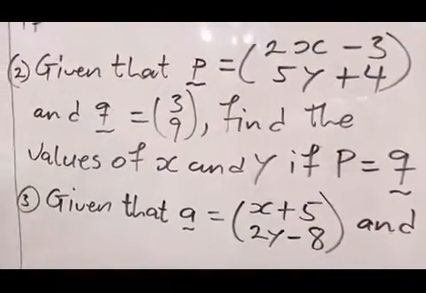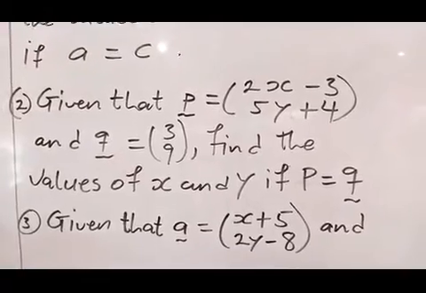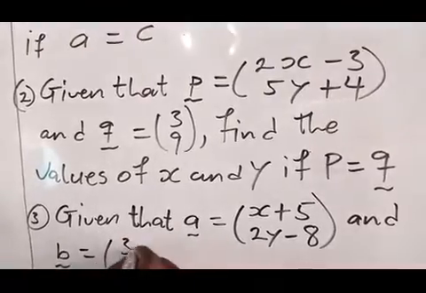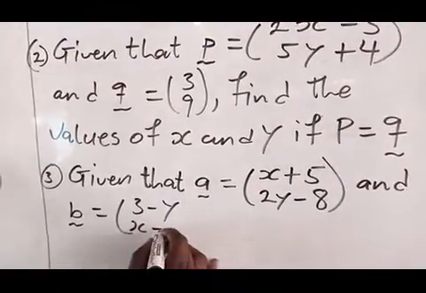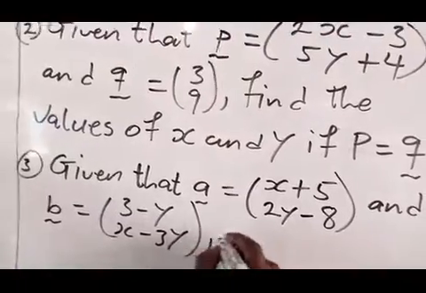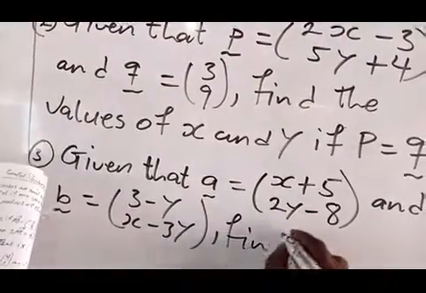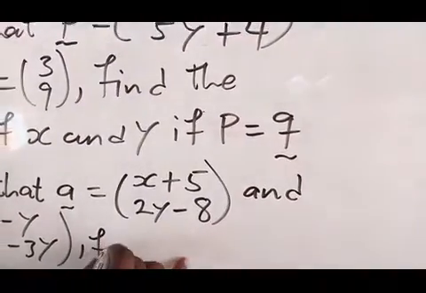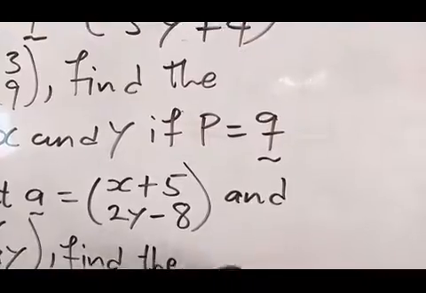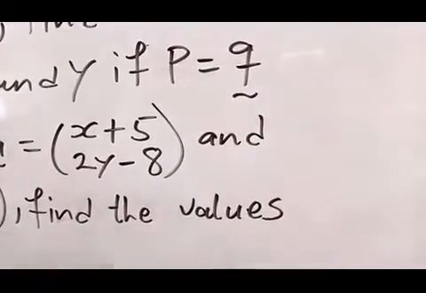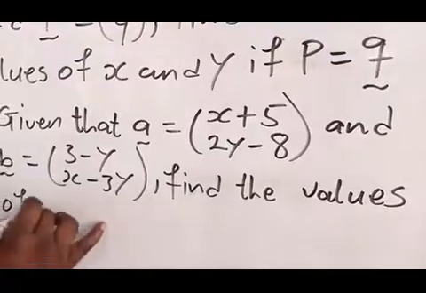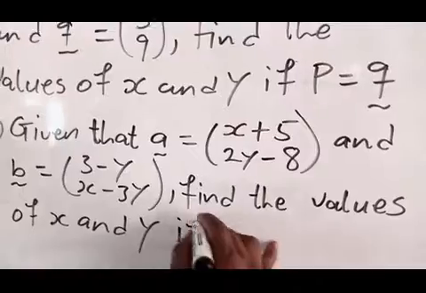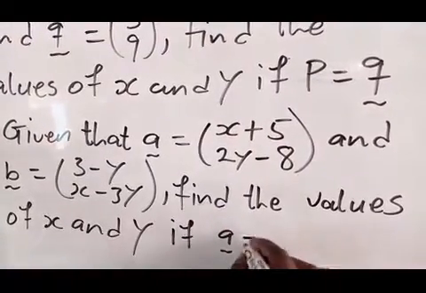Given that A equals (x + 5, 2y - 8) and B equals (3 - y, x - 3y), find the values of x and y if A is equal to B.